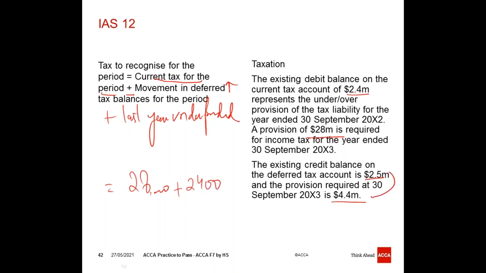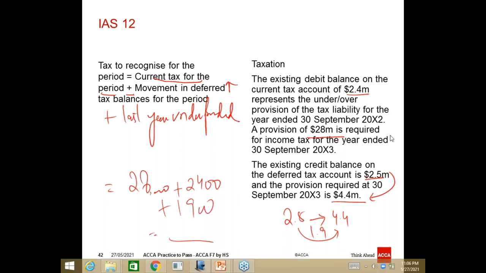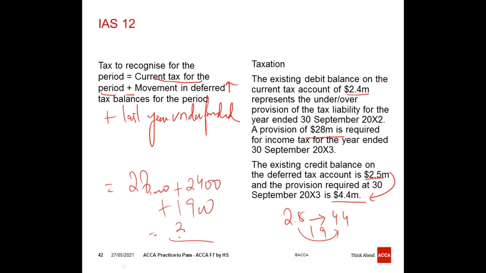And there is an increase in deferred tax liability from 2.5 to 4.4, 1.9. So it will also be included in this figure. The final amount should be 32,300. Very good.